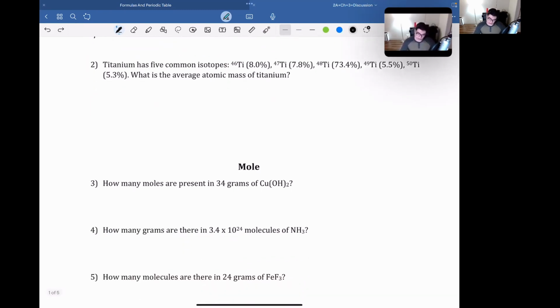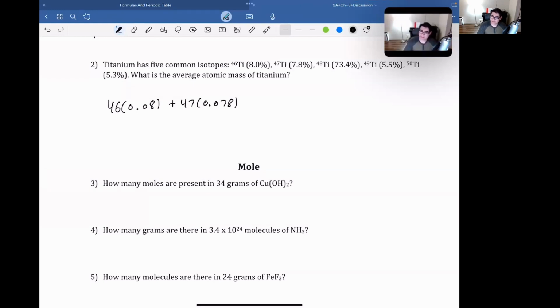All right, 2. It says titanium has 5 common isotopes. What is the average atomic mass? So we're just going to do the same thing. Exactly the same thing. So I'm going to take 46 multiplied by 0.08 plus 47 times 0.078.